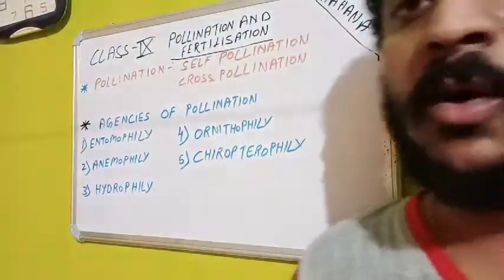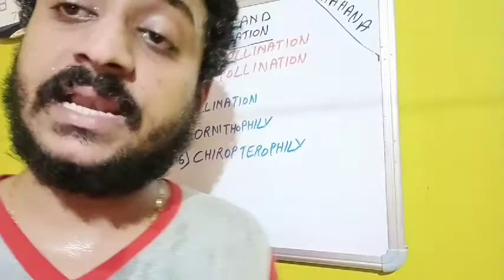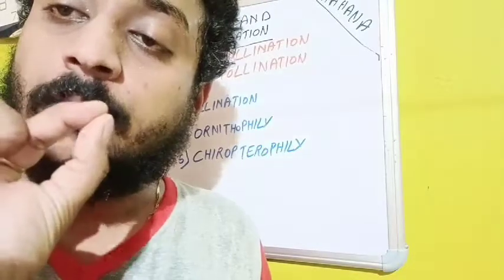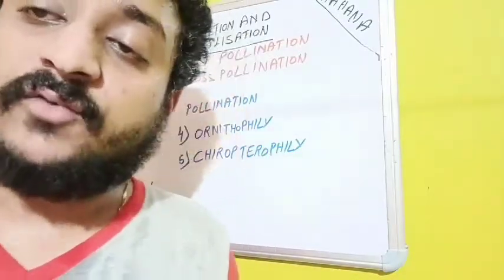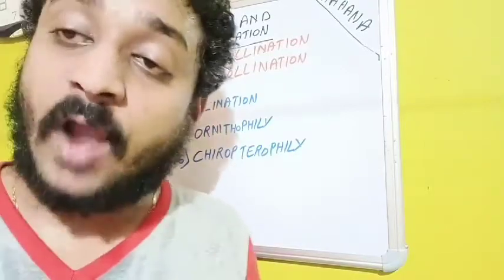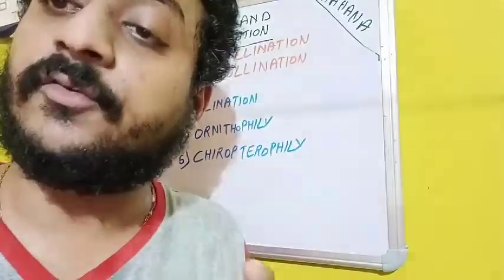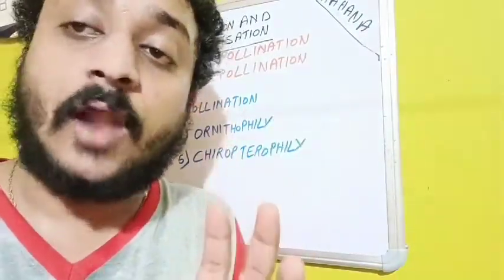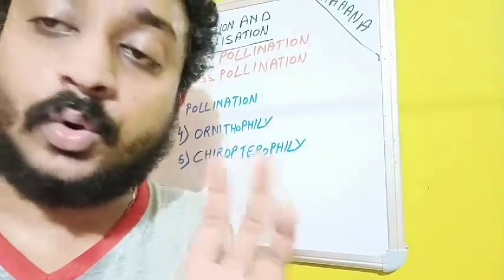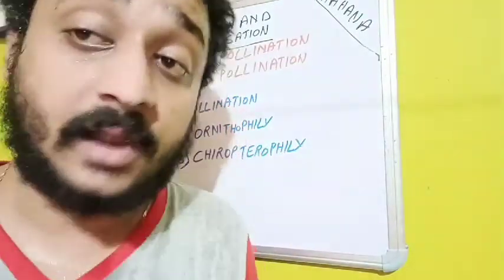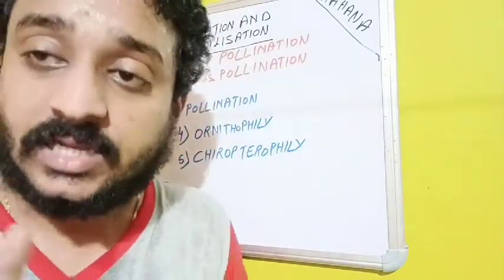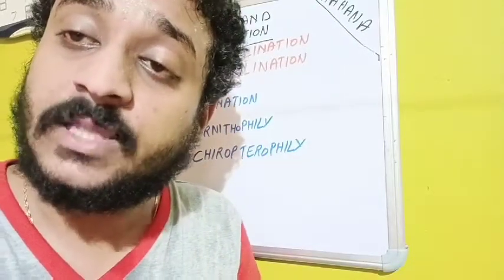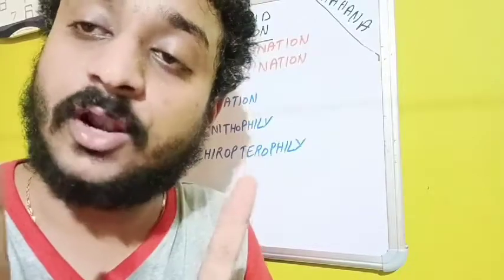So what is entomophily? Entomophily means pollination by insect. The insect will come to the male flower, take the pollen grain from the male flower and dust it onto the female flower. So here the flower must be very bright, showy and attractive. The flower must have a lot of nectaries which could attract the insects. If the flower is not attractive or no nectar is present, then the insects won't be attracted. So the characteristics of an entomophilous flower: it must be very bright, showy and attractive, and the petals will be much more colorful.